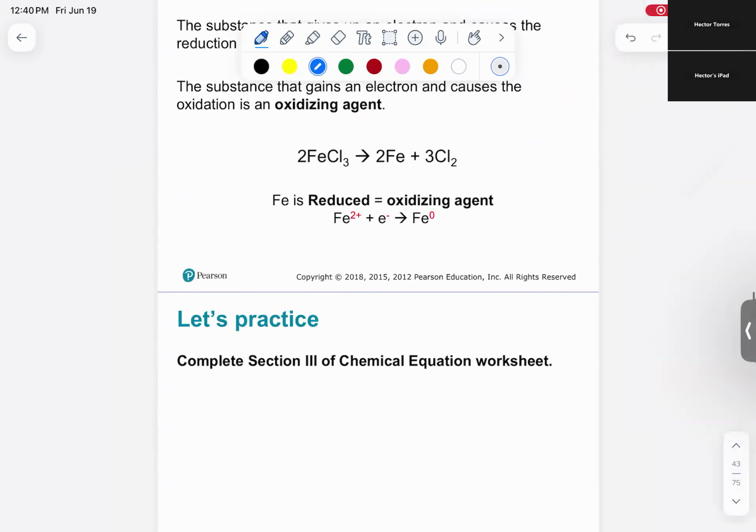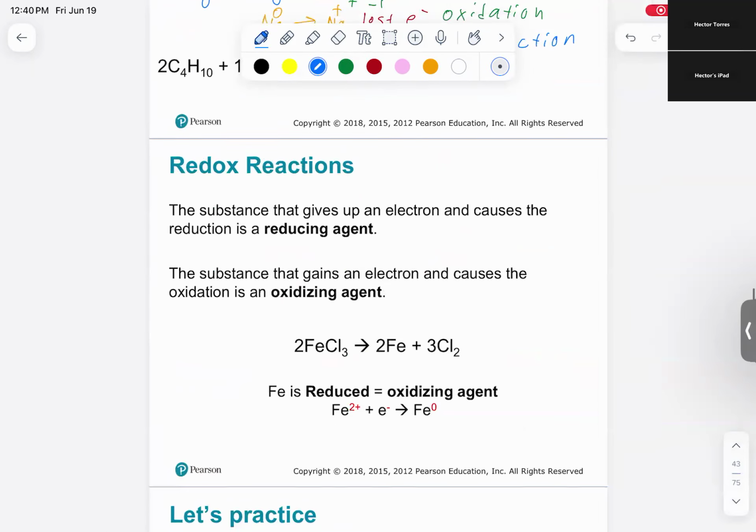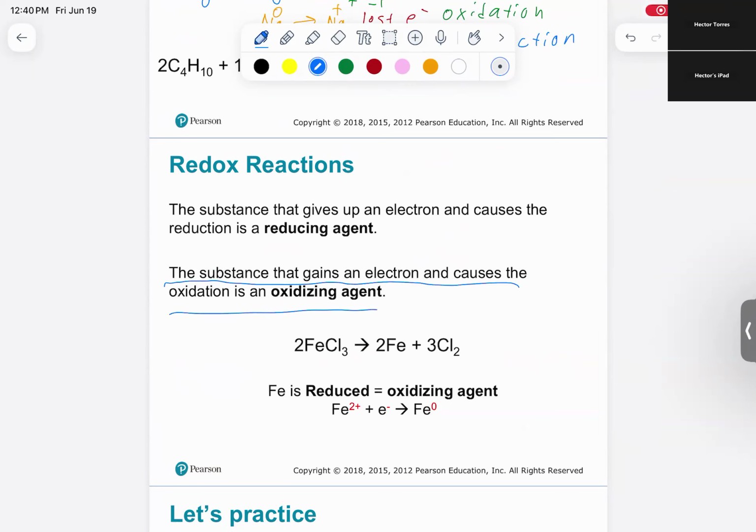Okay, so now, the last thing that we need to learn. The substance that gives up an electron and causes the reduction is the reducing agent. Whereas the substance that gains an electron and causes the oxidation is the oxidizing agent. So on this one, whatever is oxidized causes something to be reduced. So that's why we call it the reducing agent.